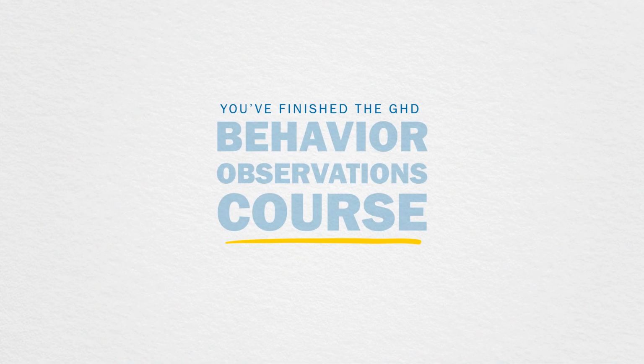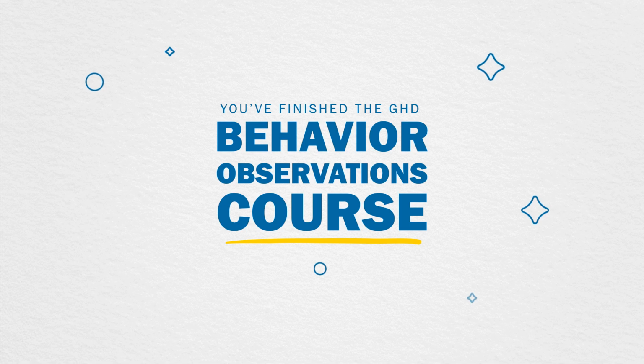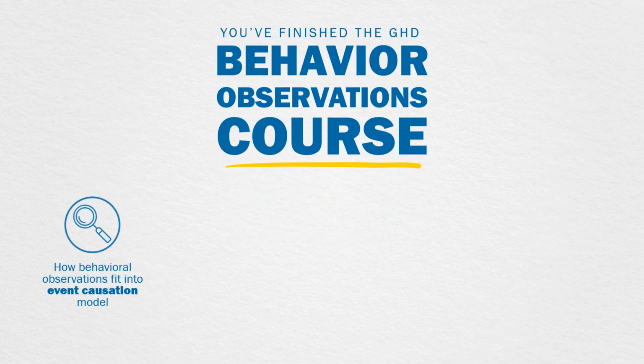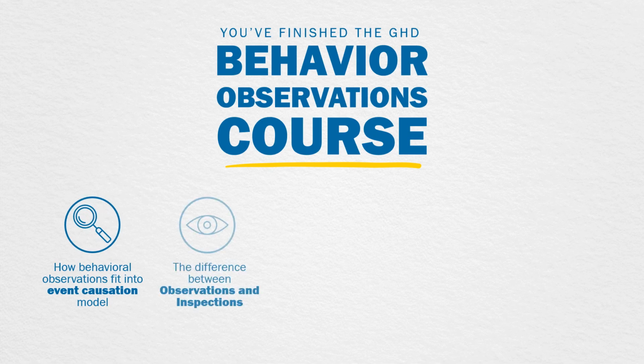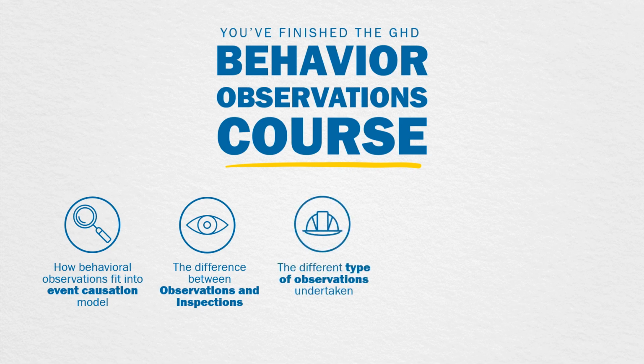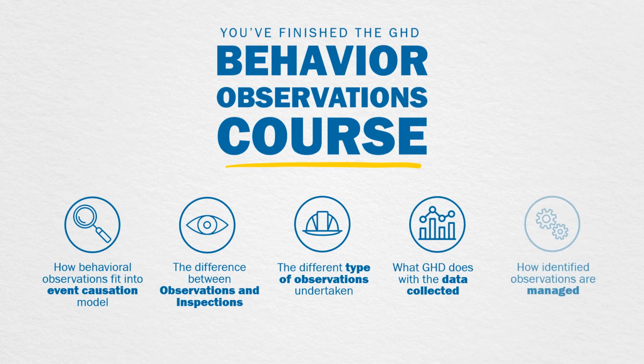You've finished our Behavioral Observations course. We've looked at how behavioral observations fit into event causation models, the difference between observations and inspections, the different types of observations undertaken, what the organization does with the data collected, and how identified observations are managed.